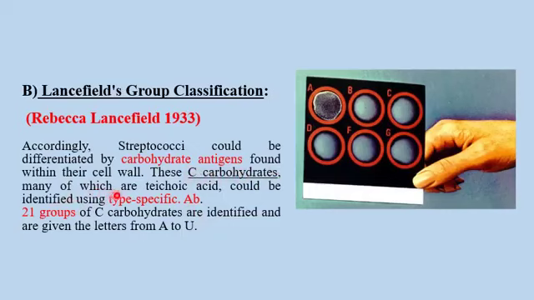Many of these carbohydrates are teichoic acids. And they could be identified using type-specific antibodies. يعني agglutination test is done to different عشان يبين this group of organism. فعندنا they can divide them into 21 groups of this C carbohydrates are identified and they are given the letters from A to U. طبعا باين هنا في البيكتشر ان عملنا عملية الاجلوتينيشن between the organism واللي هو السي كربوهيدرات بيتفاعل مع الـ type specific antibodies. فطبعا it is clear that this sample is group A لأن حصل agglutination with the A antibody.